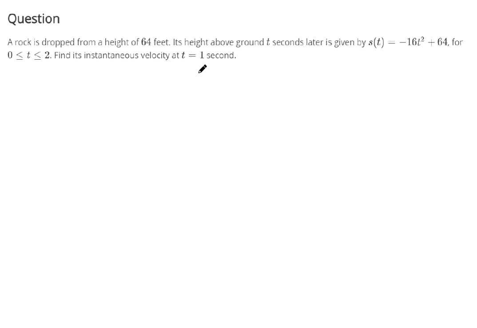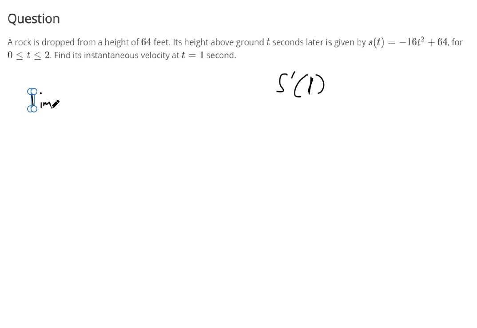So we want the instantaneous velocity at t equals 1. And we can symbolize that like this, where the prime means an instantaneous rate of change, the derivative. So a rock is dropped from a height of 64 feet. They give us the function for how fast it's changing. So it looks like we can jump right to the formula.